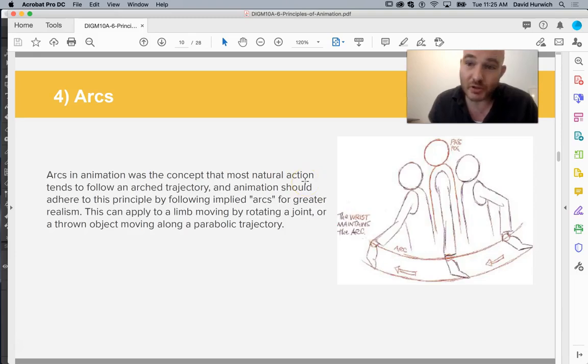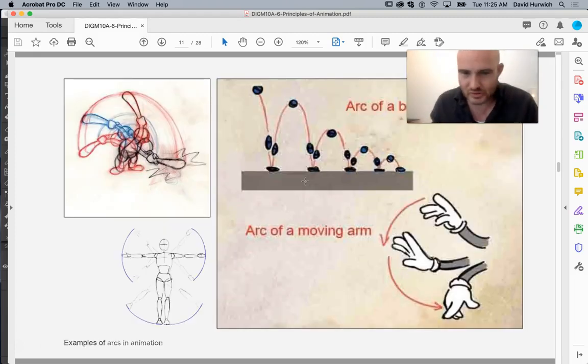Arcs, we did this as part of the bouncing ball. Things don't really move in straight linear lines unless they're mechanical, like an elevator or something. So having things move in arcs is much more natural and feels more fluid. Like when people swing their arms. We did this with the bouncing ball, where the ball did not go in linear lines. Instead, it bounced and did arcs. Same with arm movements here. It doesn't just move up and down. It moves in an arc formation.